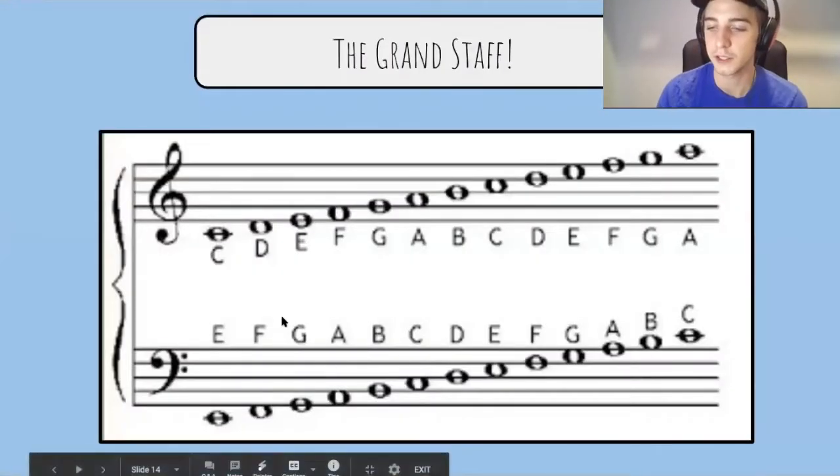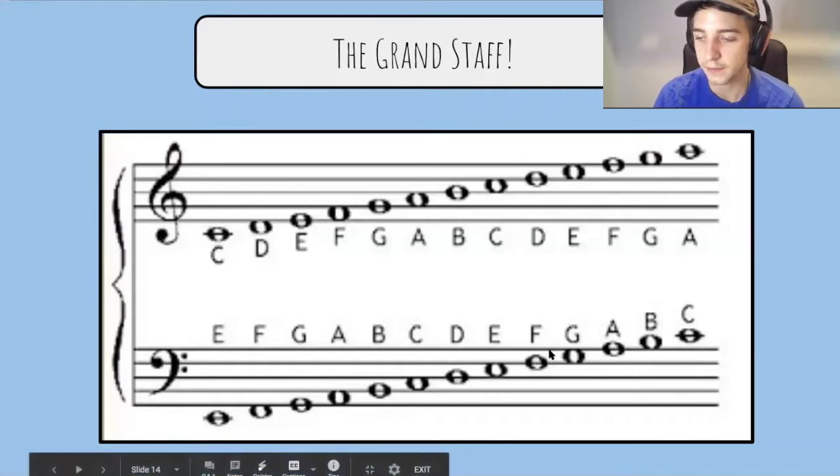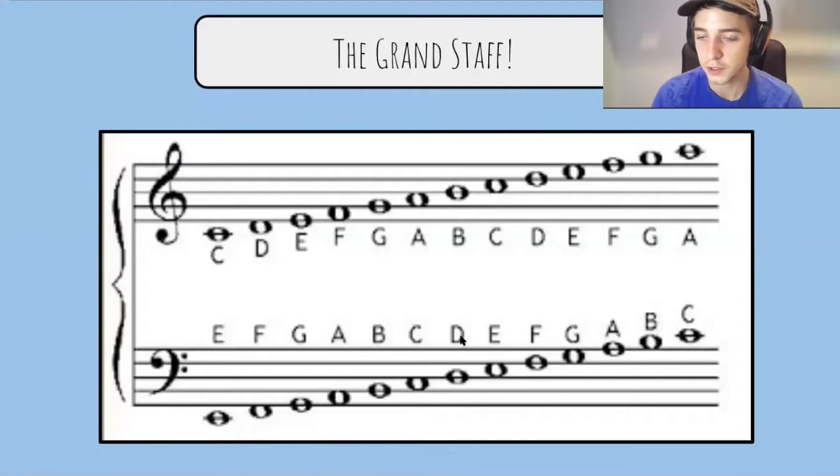So this is just a picture of the grand staff here. We already know our note names, hopefully. But this is our treble clef staff, this is our bass clef staff, and I want you to just note this note here and this note here. Middle C, which is C4, these two notes, which are the same tone, that's kind of our middle point of our piano, right? That's why we call it middle C.